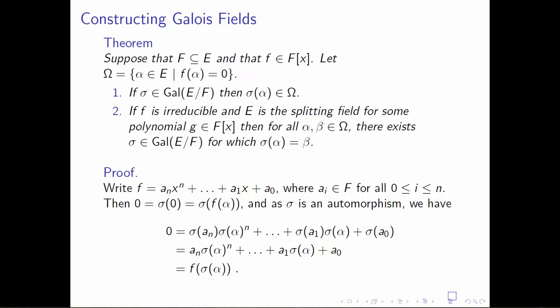We're now going to move on to the second statement that says if we now assume that f is irreducible and E happens to be the splitting field for some other polynomial g in F adjoined x, then we can find an element of the Galois group of E over F that carries alpha to beta.